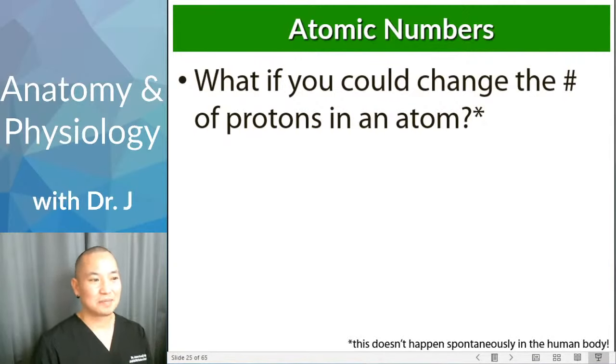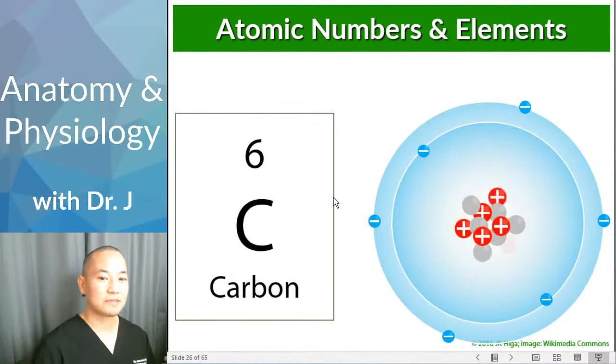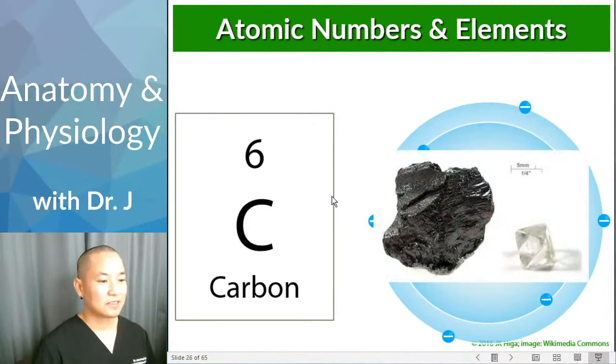But say something weird with quantum mechanics happens, and all of a sudden an atom gains a proton. So here we have carbon, and how many protons are in carbon? Hint, it's somewhere in here. Remember, the atomic number is the number of protons. So there are 6 protons in a carbon atom. Here we have a diamond, and coal or graphite here. But notice that depending on how it's arranged, it's the same thing. All the atoms in here have 6 protons each.